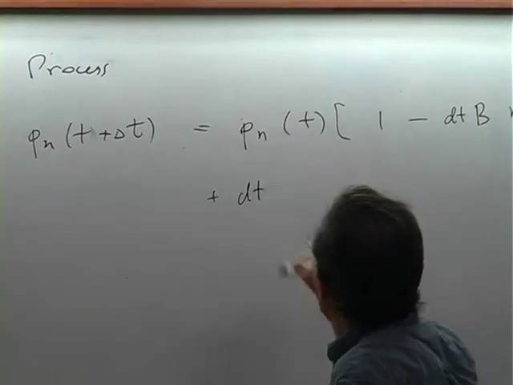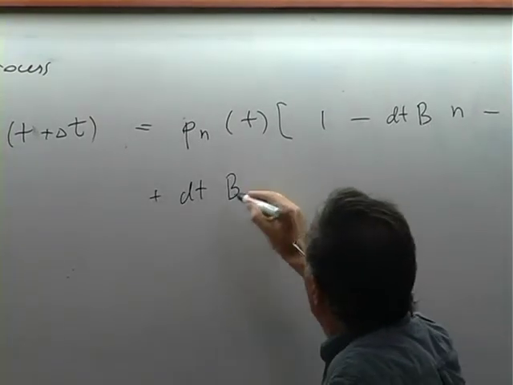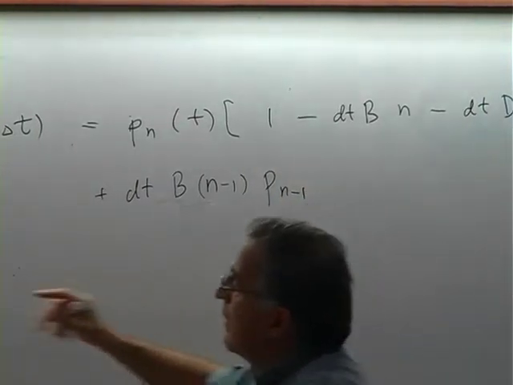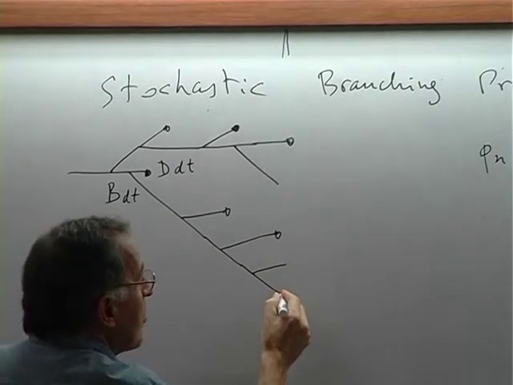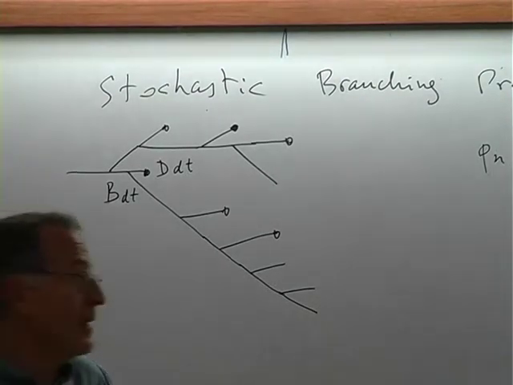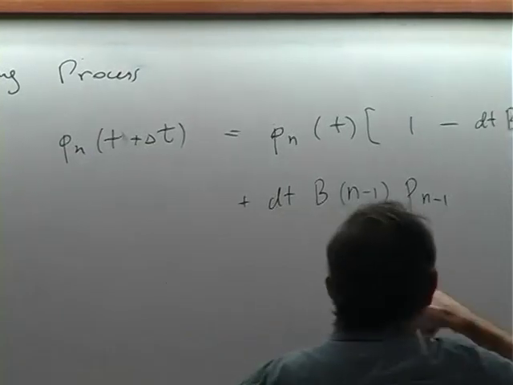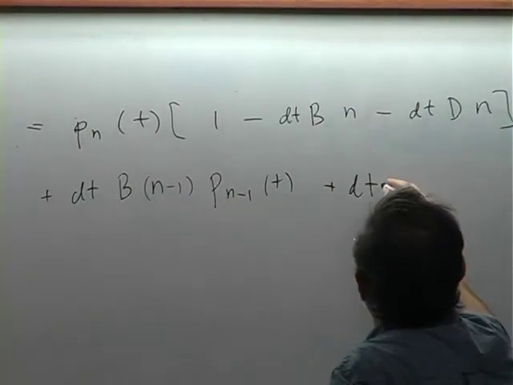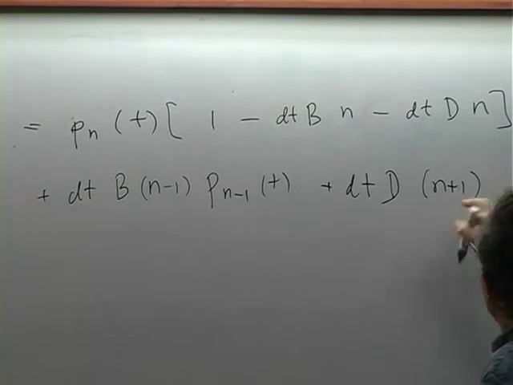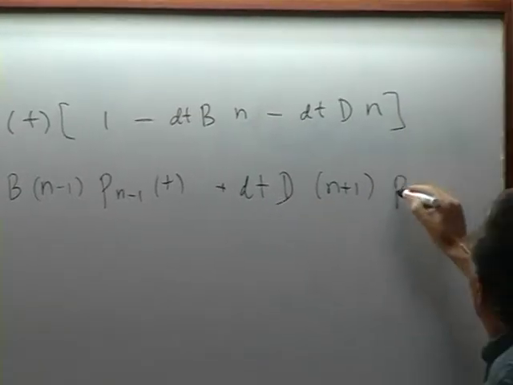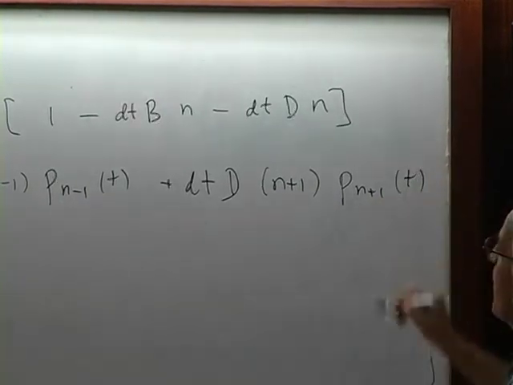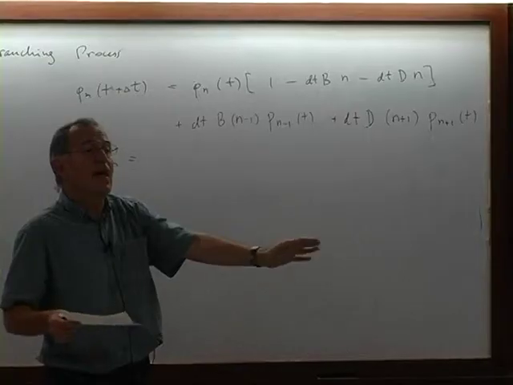On the other hand, if we do have a birth event, right, the number of branches is going to increase by 1. So probability of n minus 1 is going to contribute to probability of having n. And similarly, the death event is going to take any of n plus 1 individuals and turn that into n. That's what we got. And time scale.